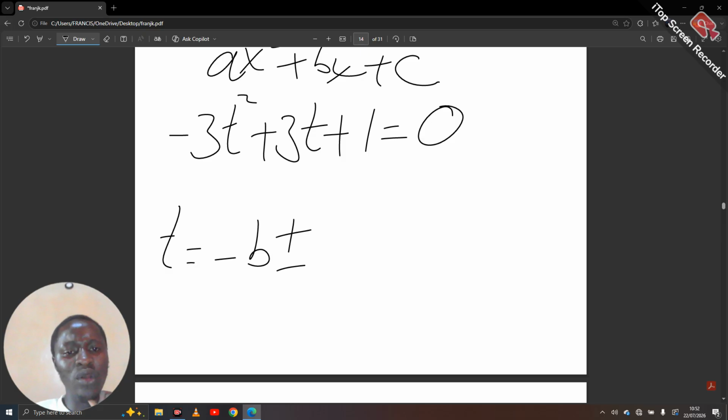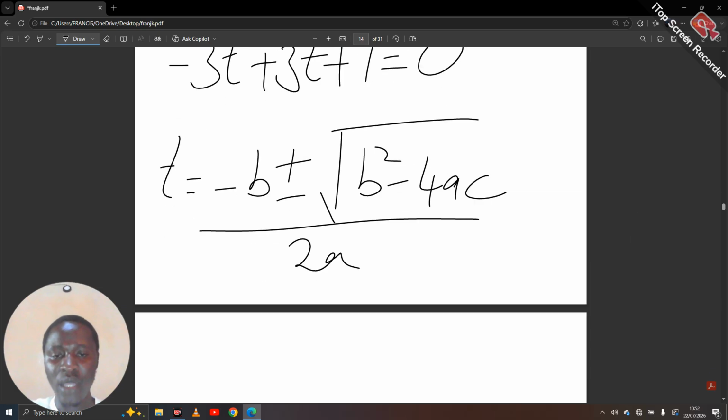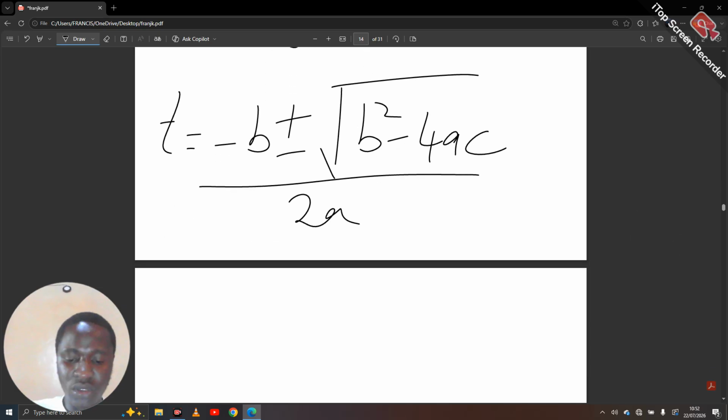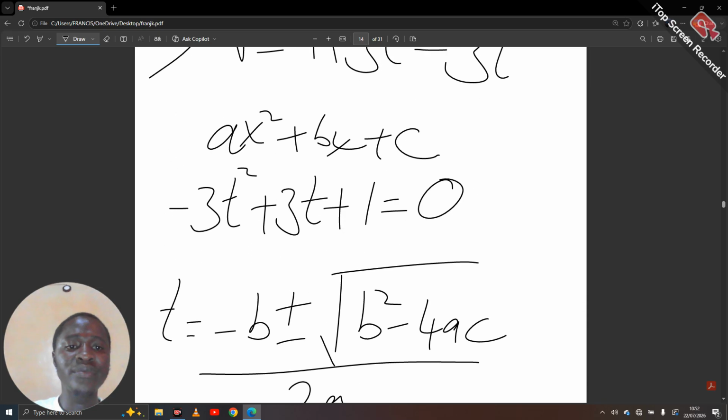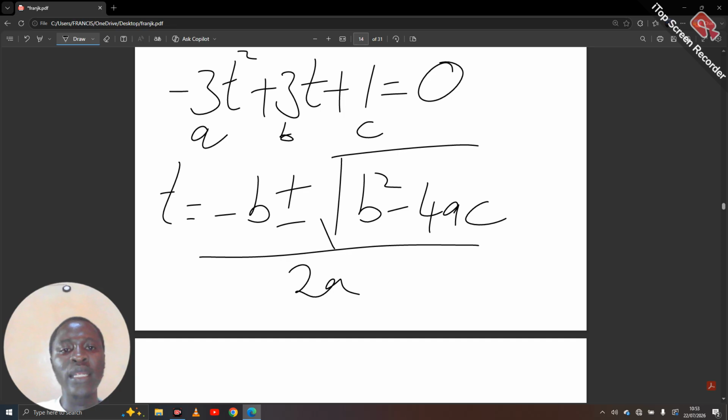Negative b plus or minus the square root of b squared minus 4ac, over 2a. Now we are having this. So remember, this is a, this is b, and this is c. A, B, C.